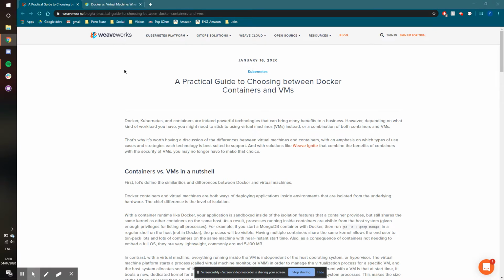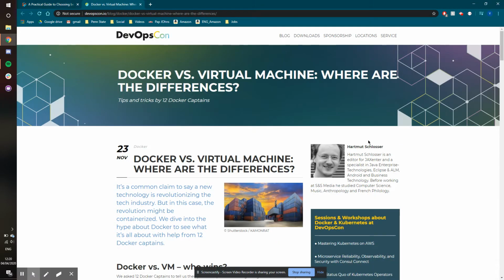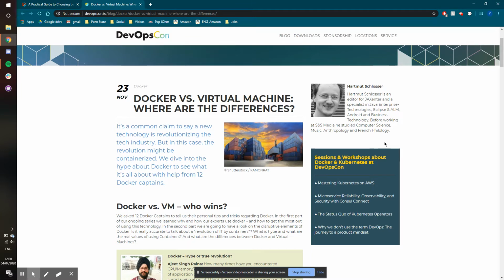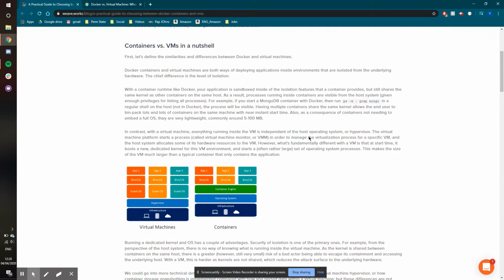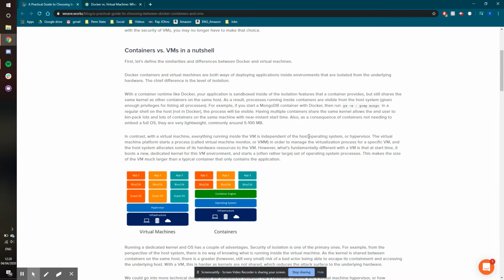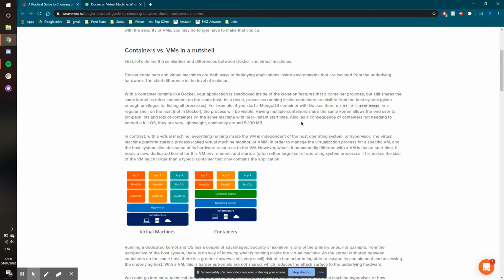So I have two articles here. The first one, Weaver.works, and then the second one is DevOps Con. So the first one, Weaver, talks about how containers and virtual machines are different. It goes into a little more detail than the other one, because the other one is just a blog about people's opinions about each one.